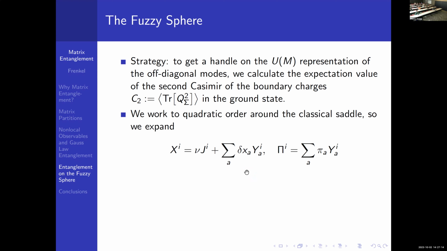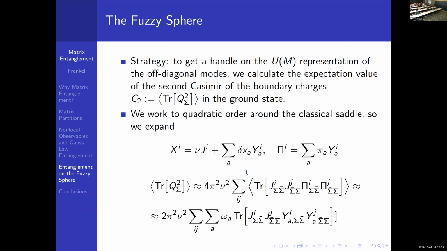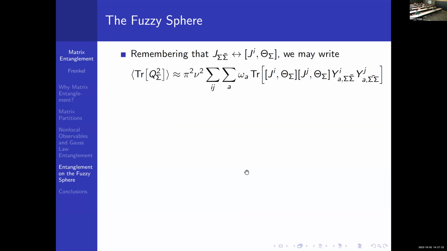So we're going to want to evaluate the commutator of trace of Q sigma squared, and I'll skip some commutations.